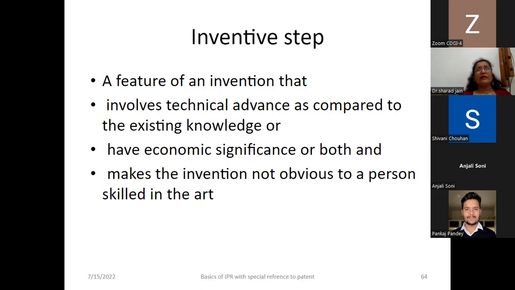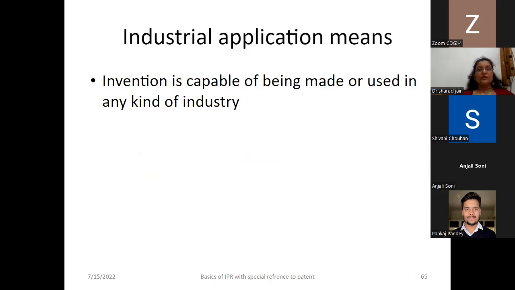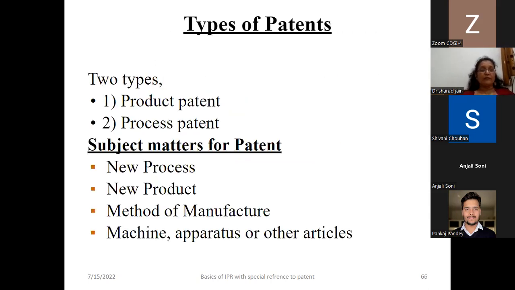Suppose somebody is making a novel product that can be made by any kind of simple stitching. That is an obvious process. Anybody can see it and anybody can make it. No skills are involved in that, so it cannot be patented. Industrial application means the invention is capable of being made or used in any kind of industry. Those things can be patented.